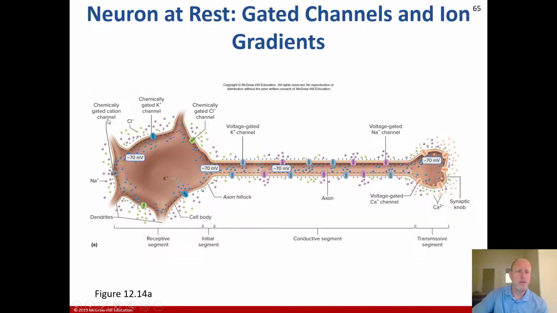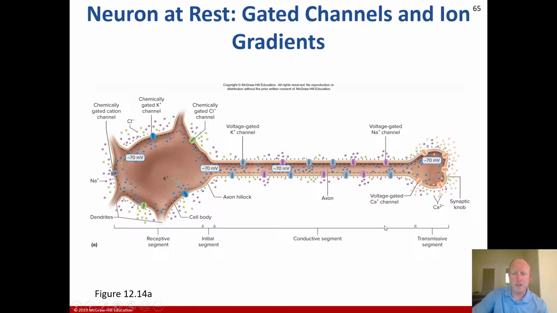Basically, we have here the chemically gated cation channel, then the chemically gated potassium channel, and the chemically gated chloride channel. This is all part of the cell body, right? Of course, our axon hillock is here between the axon and the cell body. This is the receptive segment, the cell body. The initial segment is where the axon hillock is, essentially. The conductive segment is all on that axon.